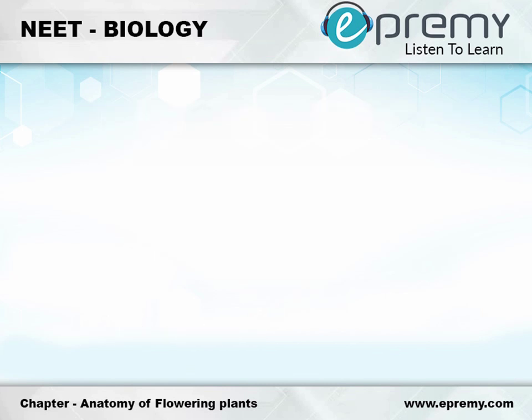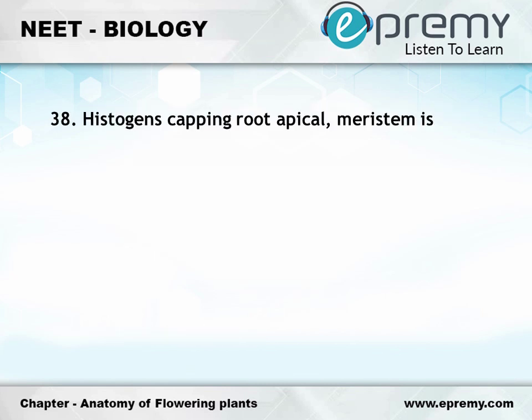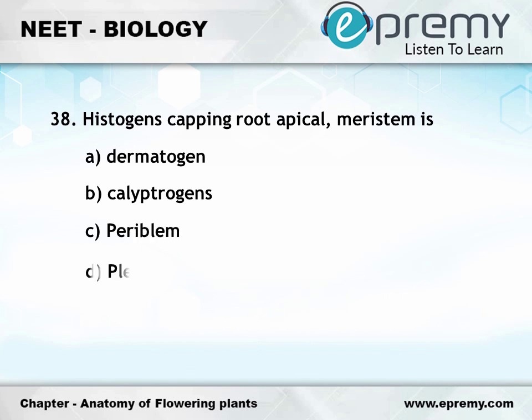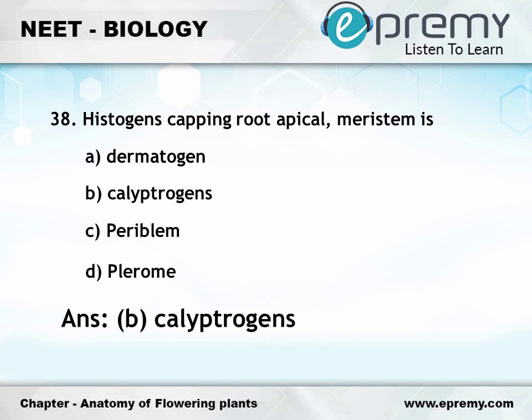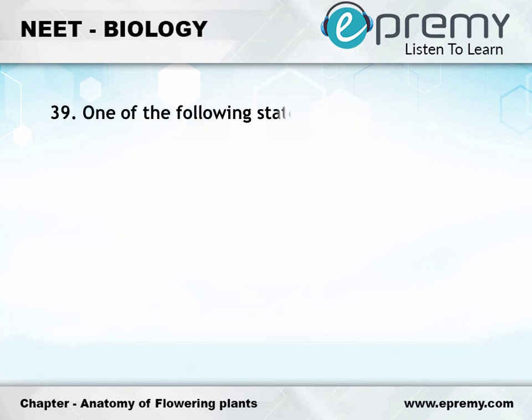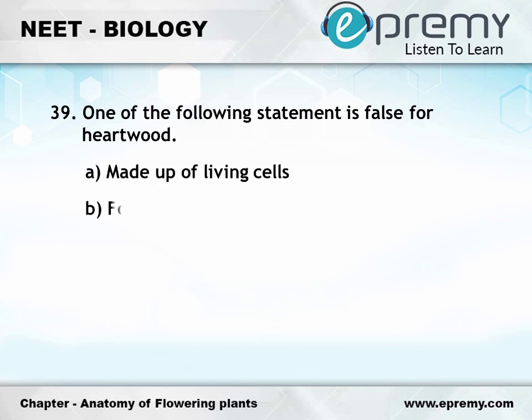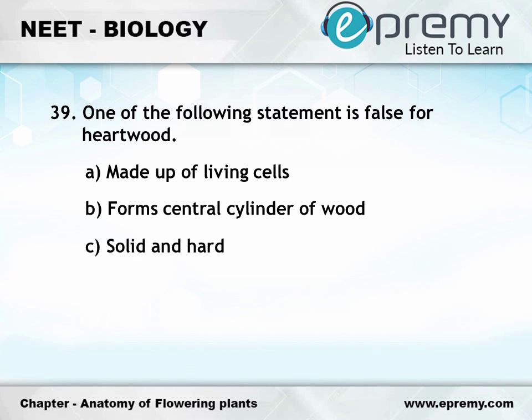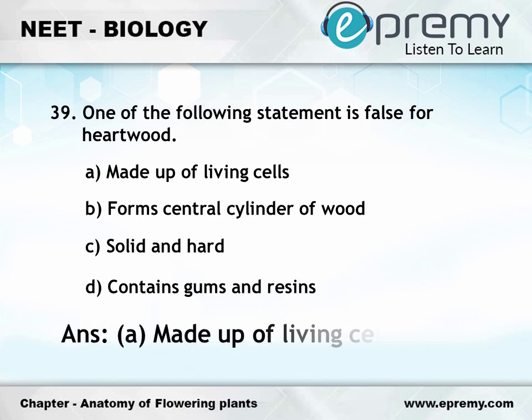Question number 38. Histogens capping root apical meristem is option A, dermatogen, option B, calyptrogen, option C, periblem, option D, plerome. Answer is option B, calyptrogen. Question number 39. One of the following statements is false for heartwood. Option A, made up of living cells. Option B, forms central cylinder of wood. Option C, solid and hard. Option D, contains gums and resins. Answer is option A, made up of living cells.